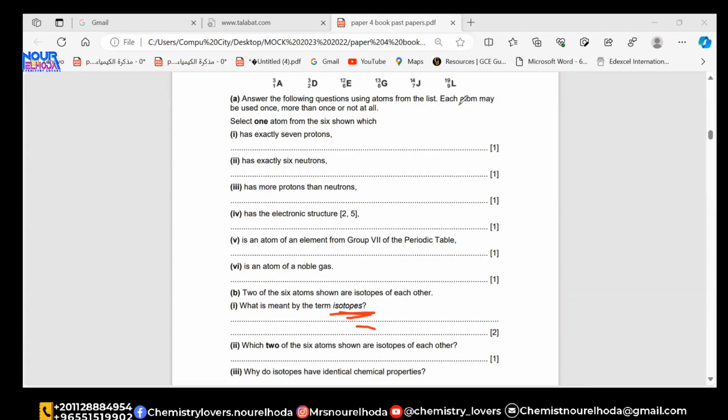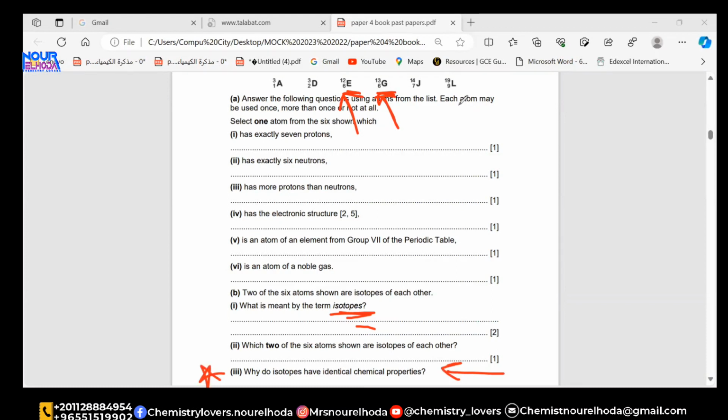Which two of the 6 atoms shown are isotopes of each other? What do you think? Ronnie, tell me. E and G. Let's check. This is E and this is G. Why did you choose E and G? Because they have the same number of protons but a different mass number. Bravo, good job.